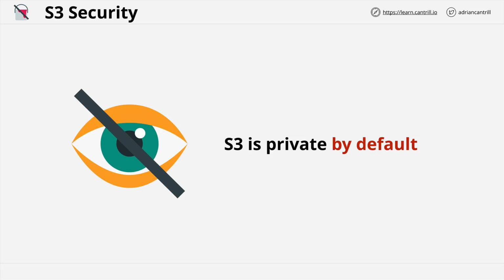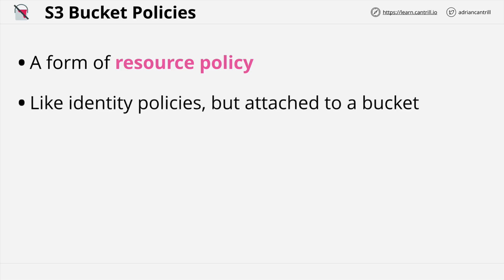Anything else, so any other permissions, have to be explicitly granted, and there are a few ways that this can be done. The first way is using an S3 bucket policy. And an S3 bucket policy is a type of resource policy. A resource policy is just like an identity policy, but as the name suggests, they're attached to resources instead of identities, in this case, an S3 bucket.